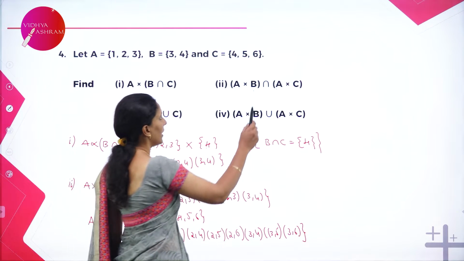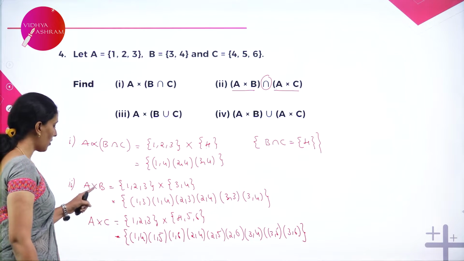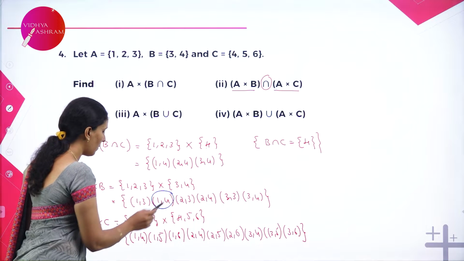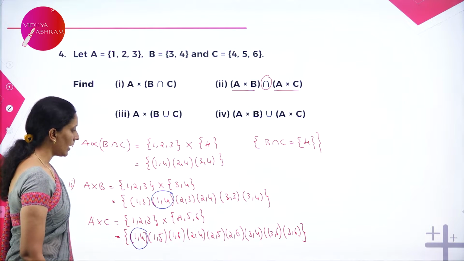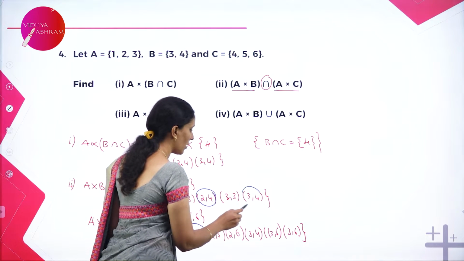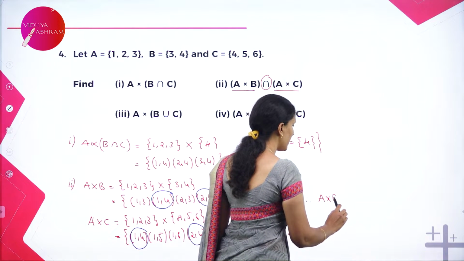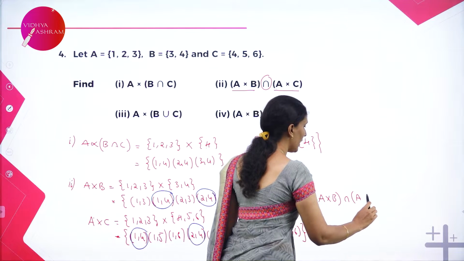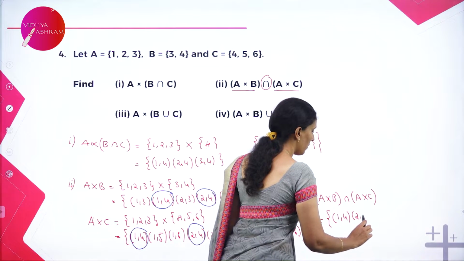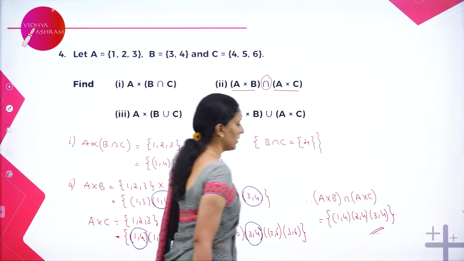Now we need to take the intersection of these two sets. That is, we need to find the common elements in A cross B as well as A cross C. Now what are the common elements here? We can see (1, 4) is the common element. Next we have (2, 4). Next we have (3, 4). So therefore, (A cross B) intersection (A cross C) is the set containing (1, 4), (2, 4) and (3, 4). So this is the set.